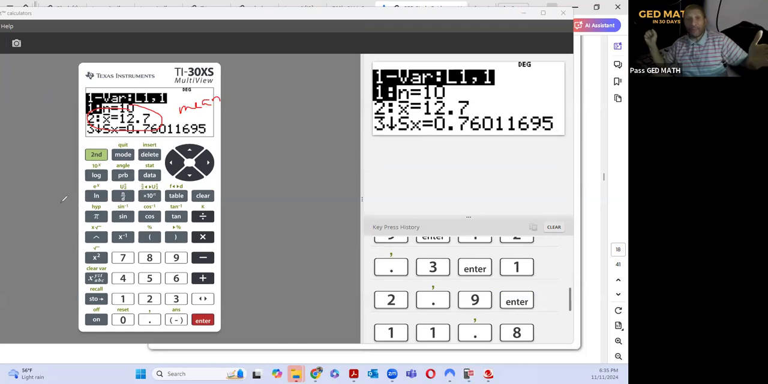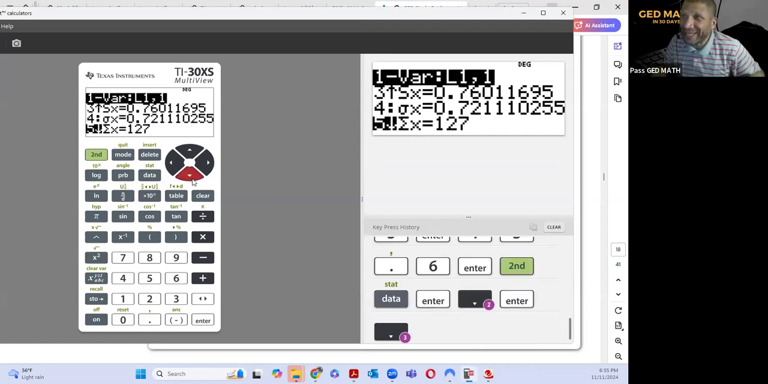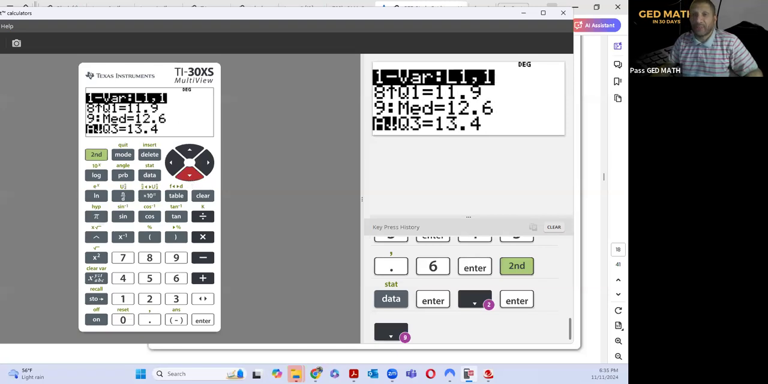I didn't sum them up. I didn't divide. It's done for me. All I need to learn is how to put them in. Now, let me scroll down so I find the median. I didn't do any work. My median is 12.6. Easy.